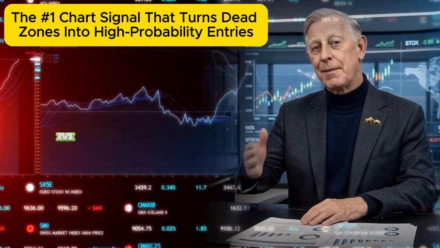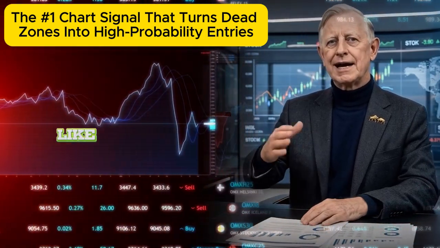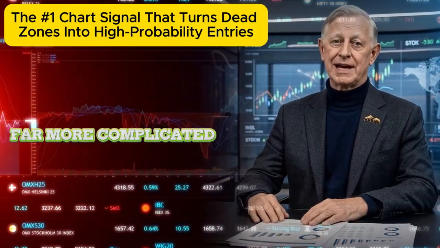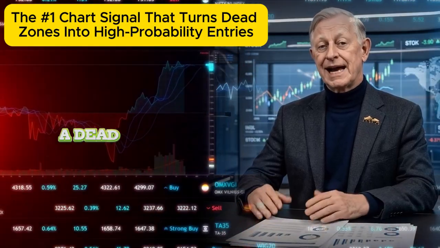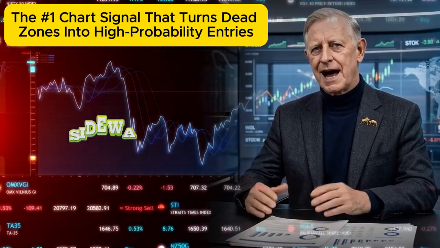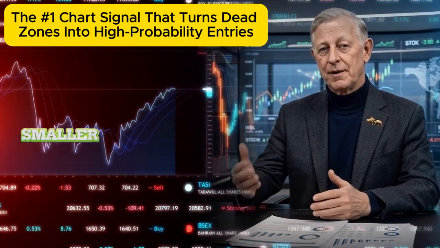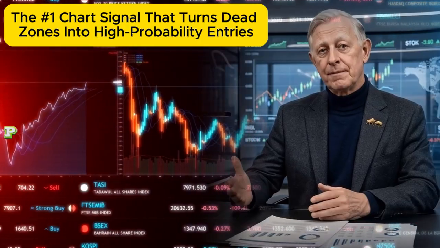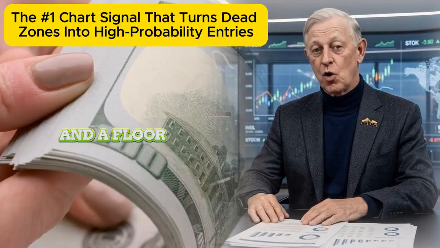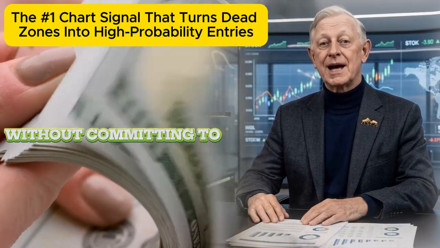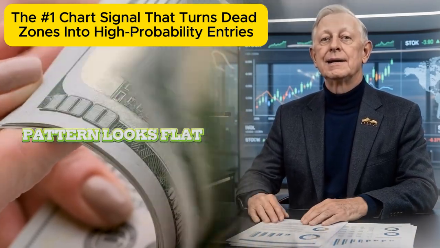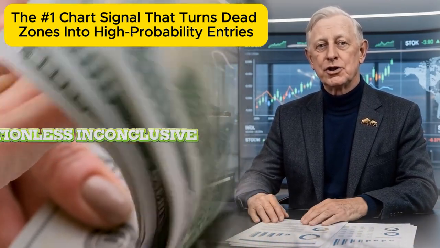But first, let me describe what a dead zone actually looks like, in plain terms, because the trading industry has made this concept far more complicated than it needs to be. A dead zone is what happens when price stops trending in one direction and begins moving sideways. The candles get smaller, the swings get shorter. Price bounces between two levels, a ceiling it cannot break through, and a floor it keeps returning to without committing to either direction. On a normal trading chart, this pattern looks flat, directionless, inconclusive.